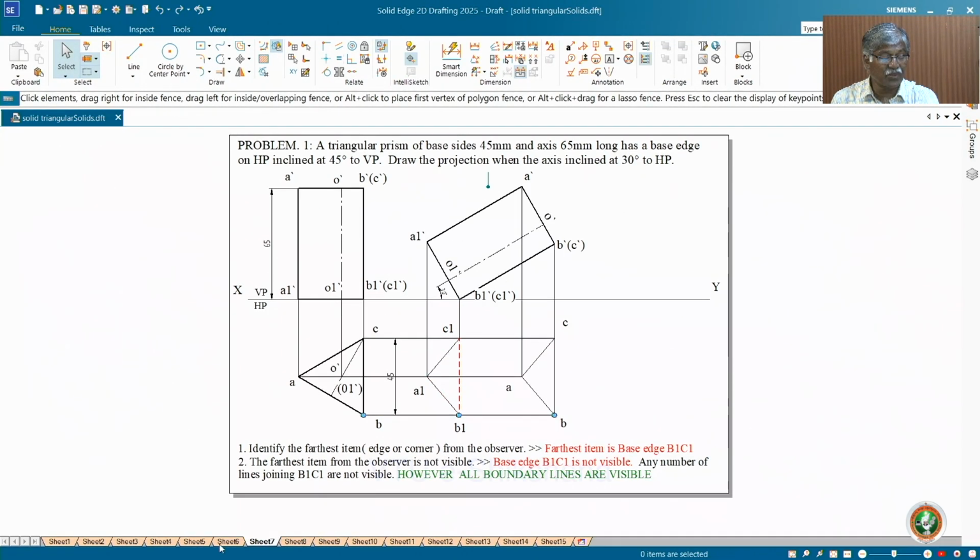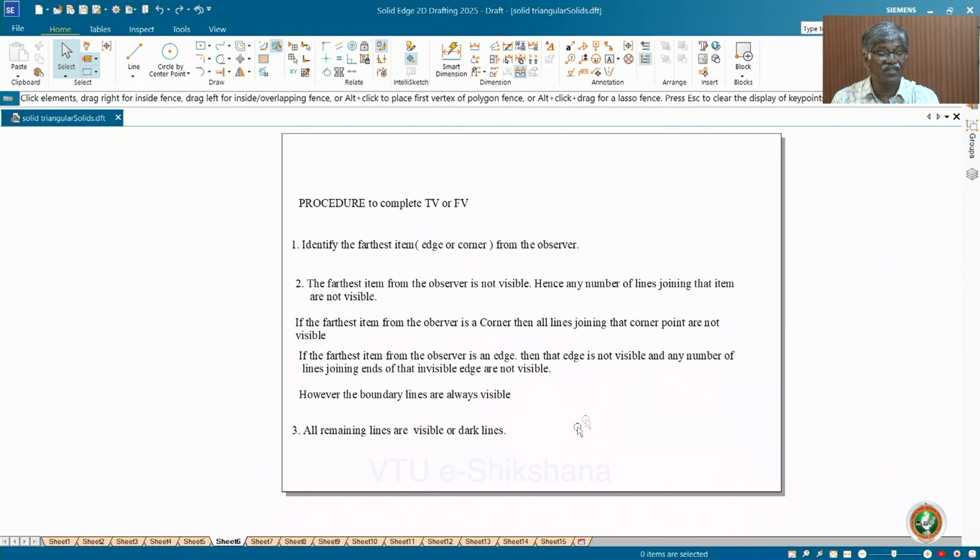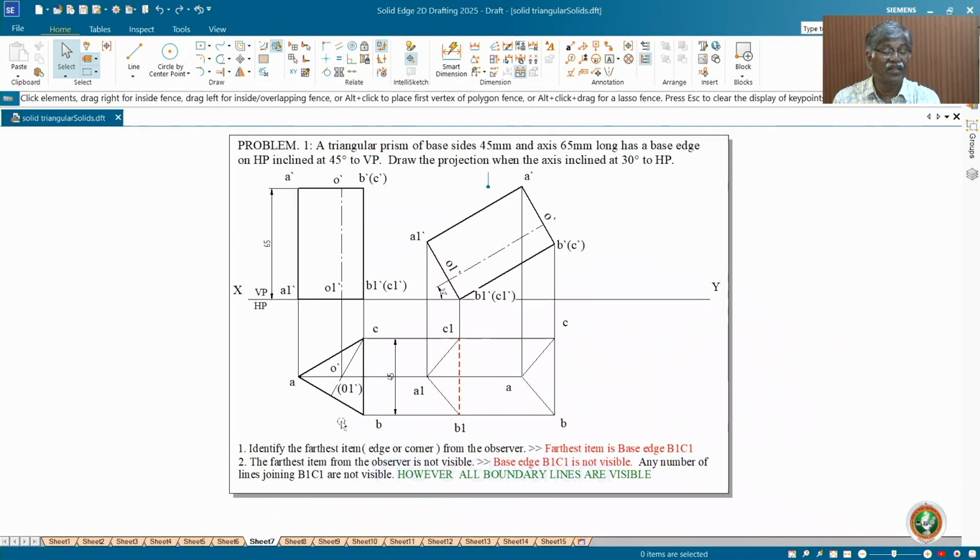Now I have given the explanation. The entire explanation is there. Whatever I have given, please go through it. I don't want to bore you by just repeating that. Now I have given you the direct reference. Identify the farthest item, that is corner or edge. Here it is actually an edge from the observer. Farthest item is base edge B1 C1.